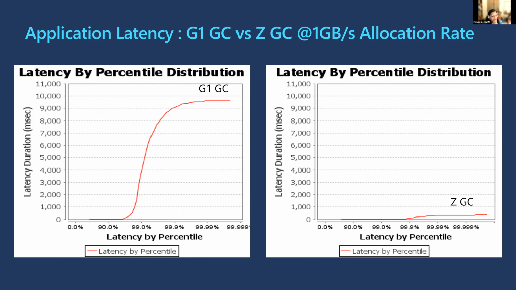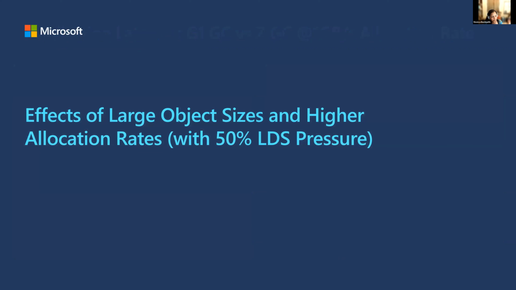Okay. Next, I wanted to show similar pressure with respect to large objects, and now I'm going to increase the allocation rate even further. So you have fragmentation, and now we are seriously dealing with higher allocation rate areas.